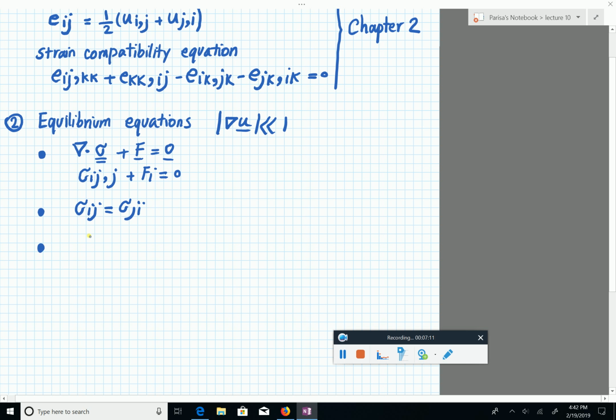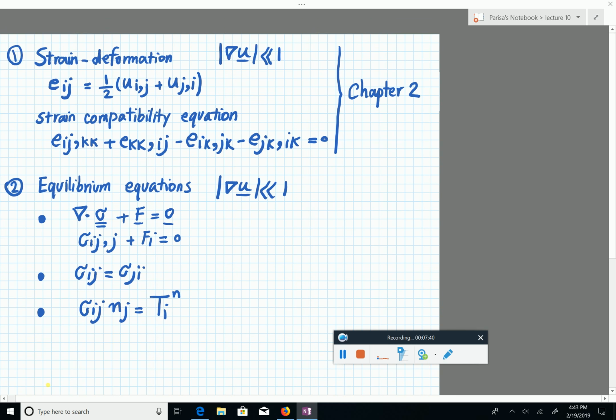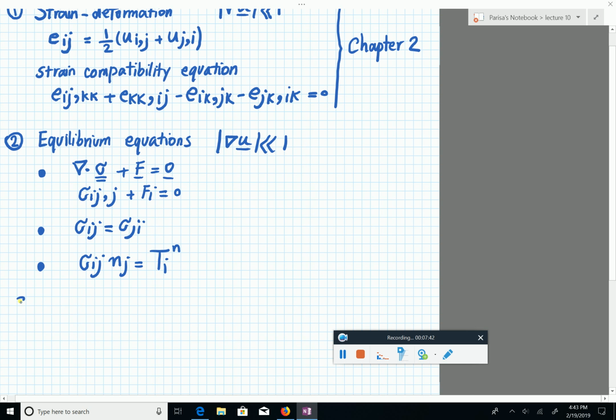And then we had another relationship which relates the stress tensor to the traction. And we used T for traction. And traction, remember, is force per unit area. So ingredient number 1, ingredient number 2, and number 3 is what we are going to do today. Before I forget, this is chapter 3.